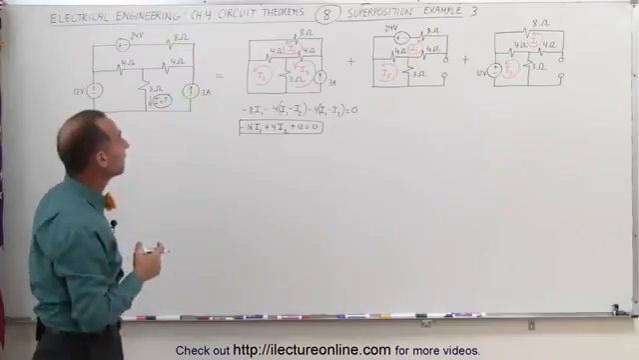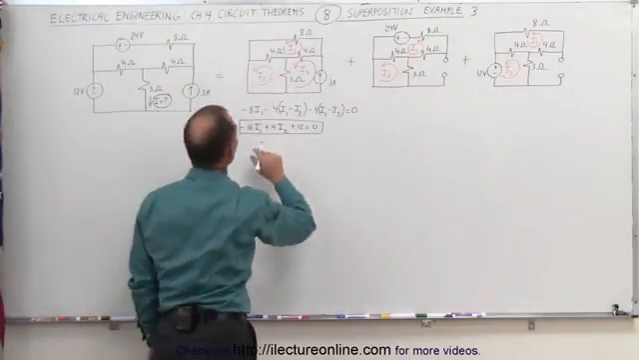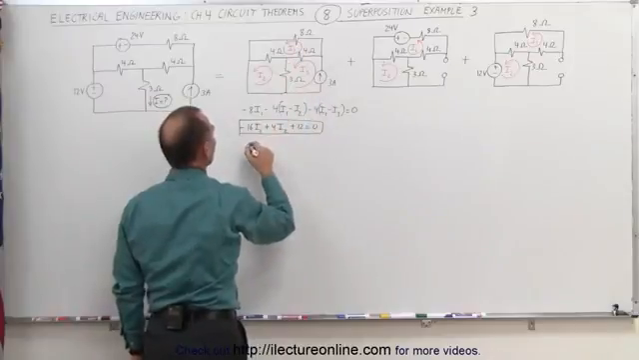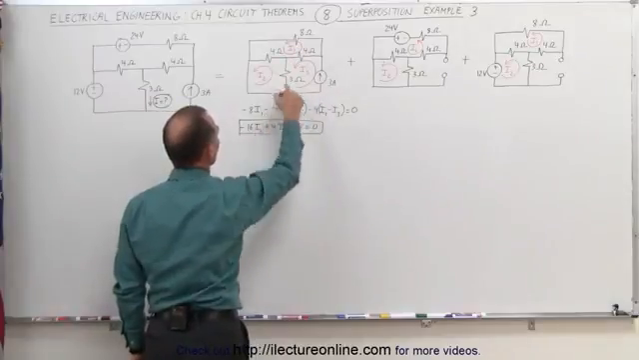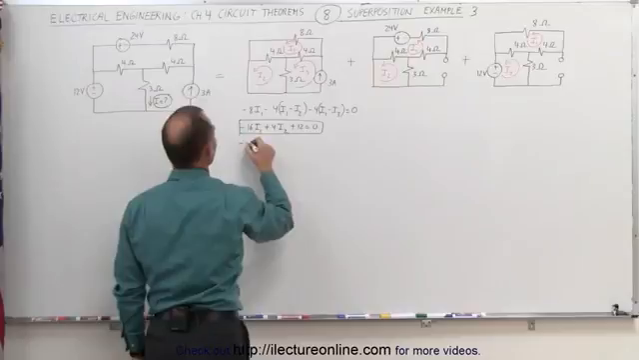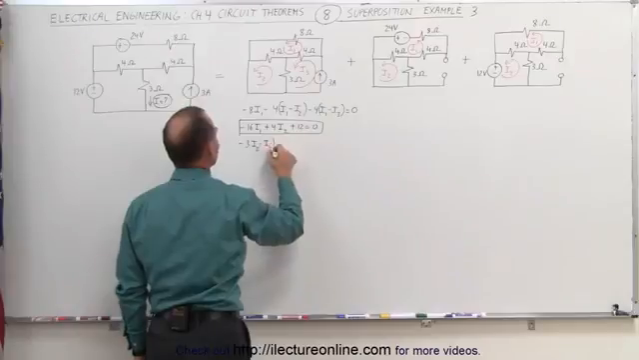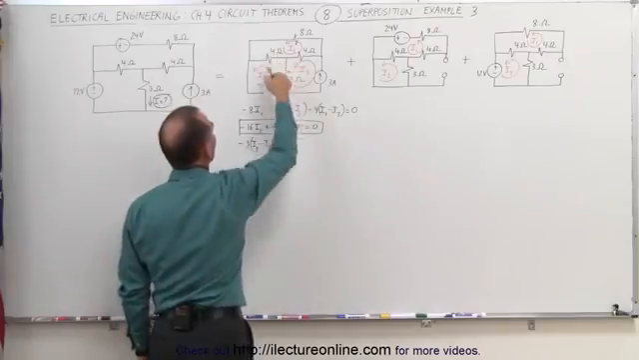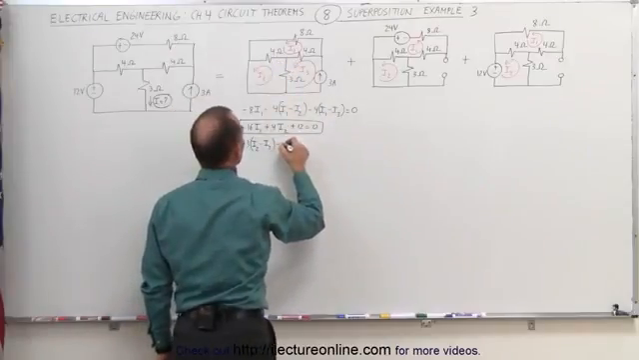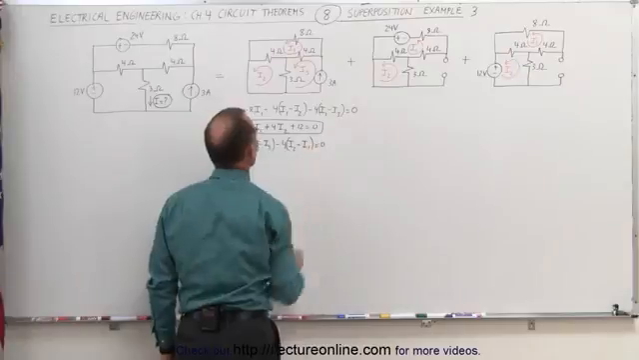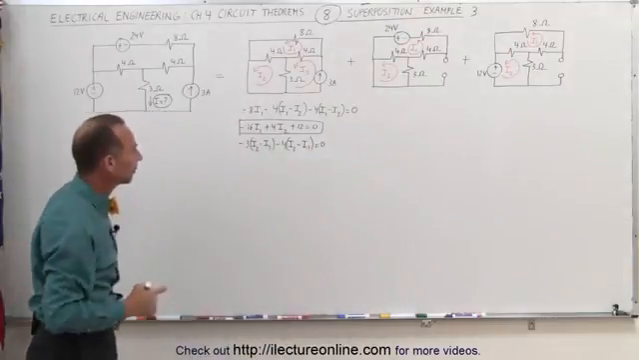Now let's go for the second mesh. Coming around here, starting from this point, we have a drop across the 3 ohm resistor, minus 3I2, but I have to subtract the I3 from that, minus I3. And then going around this here, we have minus 4 times I2, but I have to subtract the I1 from it. And that adds up to 0 when we go all the way around the circuit.